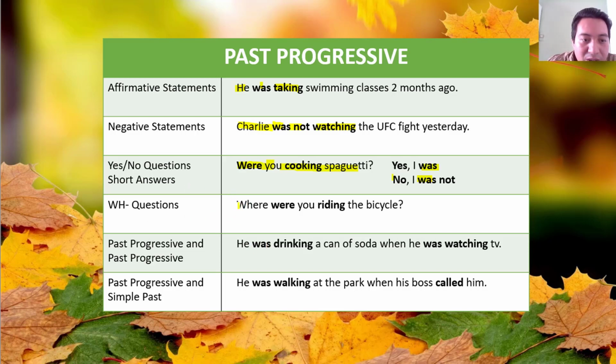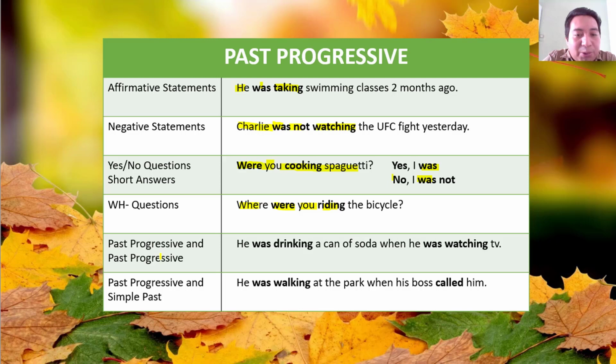Alright, WH questions. We already know WH words, so in this case we have: where were you riding the bicycle? We use where as the WH word plus were, the past form of verb to be for the subject you. And the verb plus ing, in this case ride, riding what? The bicycle.